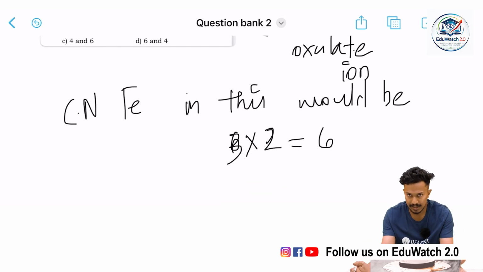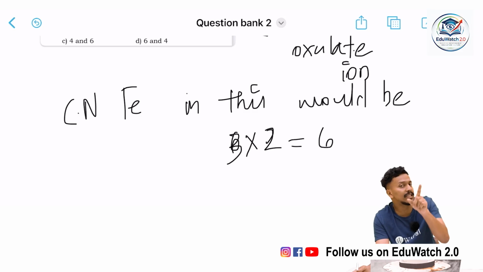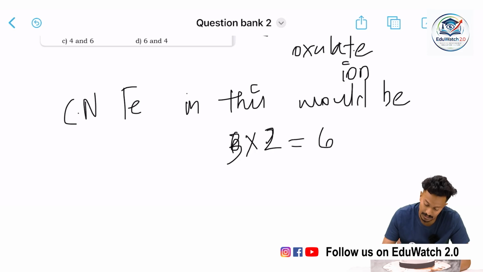It is a bidentate ligand, and there are 3 oxalate ions coordinated to the central atom, which here is iron, through 6 coordination centers. So the coordination number for iron would be 6.